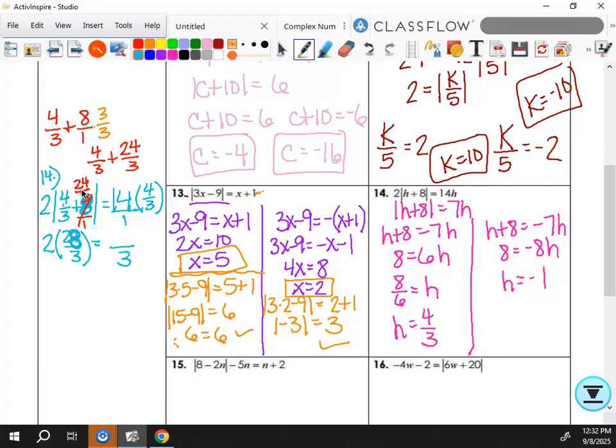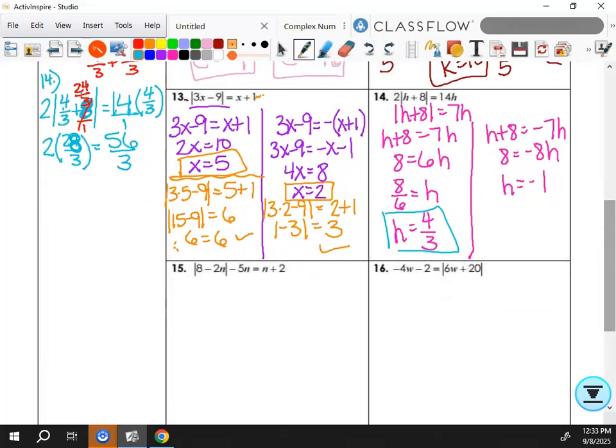Sorry. 14 times 4/3. So 14 times, what's 14 times 4? 56. What is 2 times 28? 56. So this becomes 56 over 3 equals 56 over 3. We like this one. Okay. Questions? You can't zone out and ignore fractions, right?